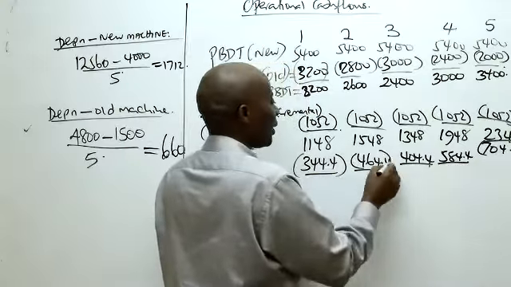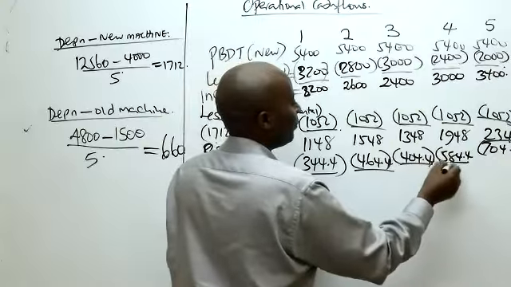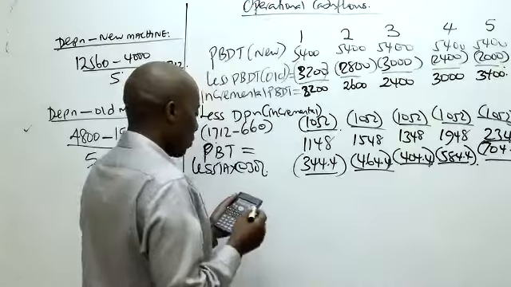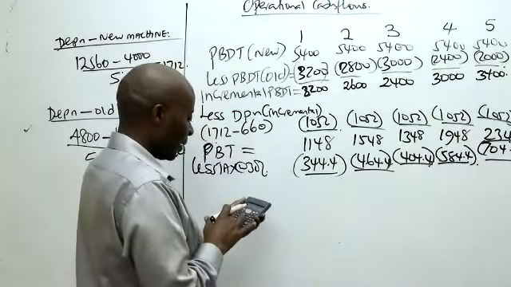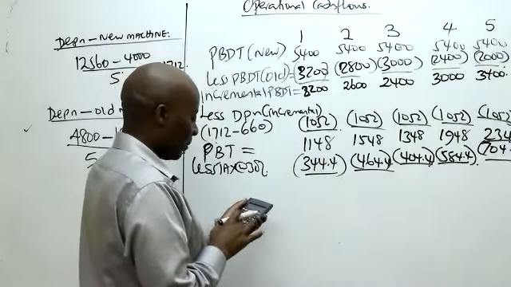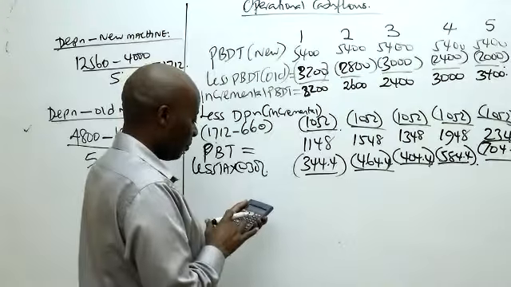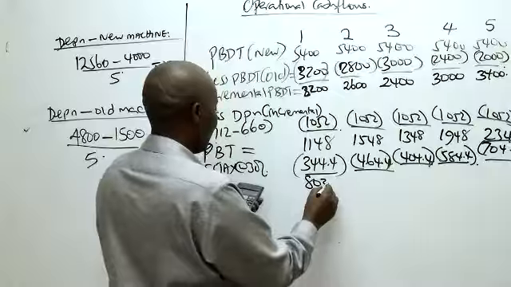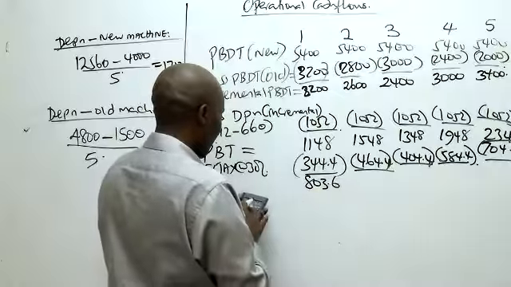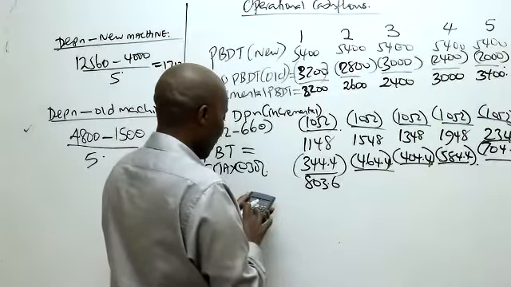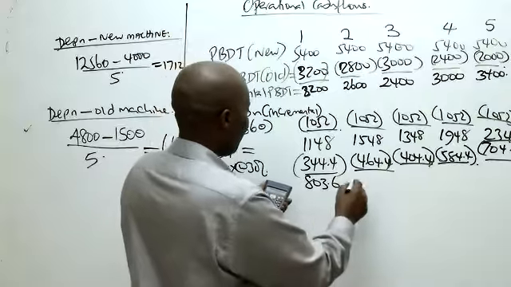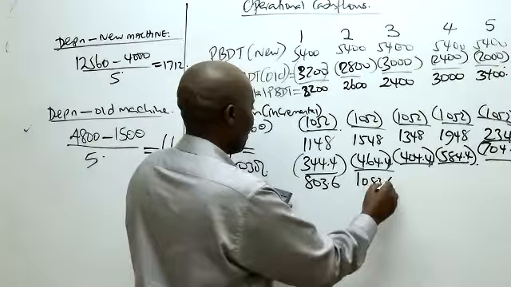So you subtract. So we have here 1148 minus 344.4, which will give us 803.6. 1548 minus 464.4, which will give me 1083.6.